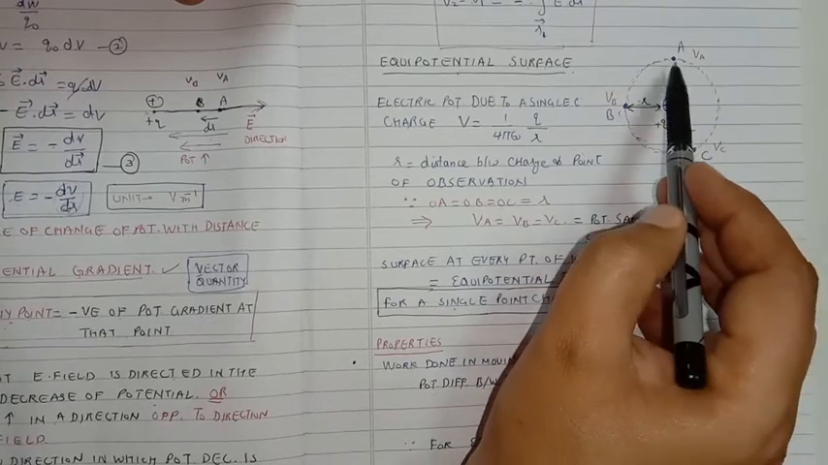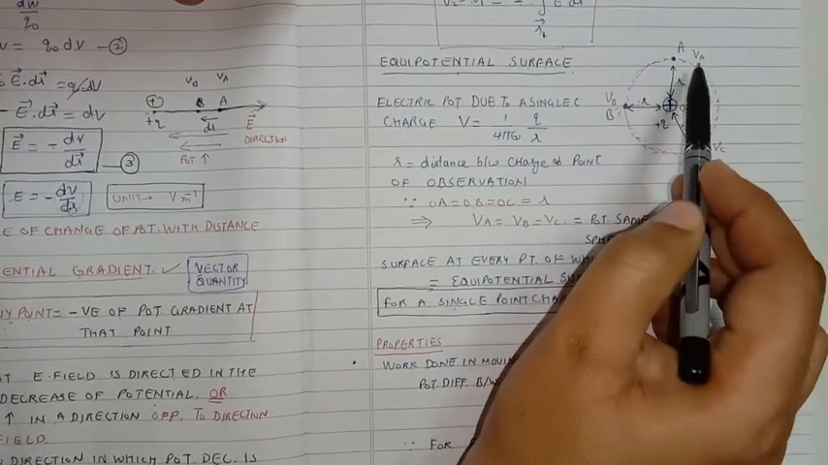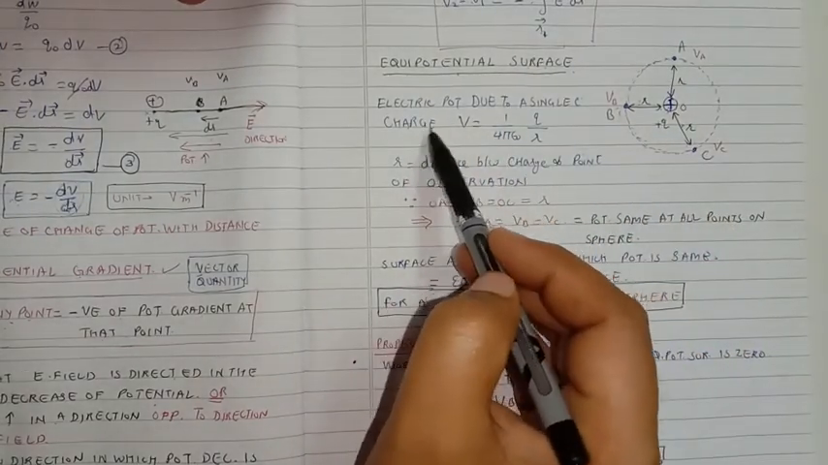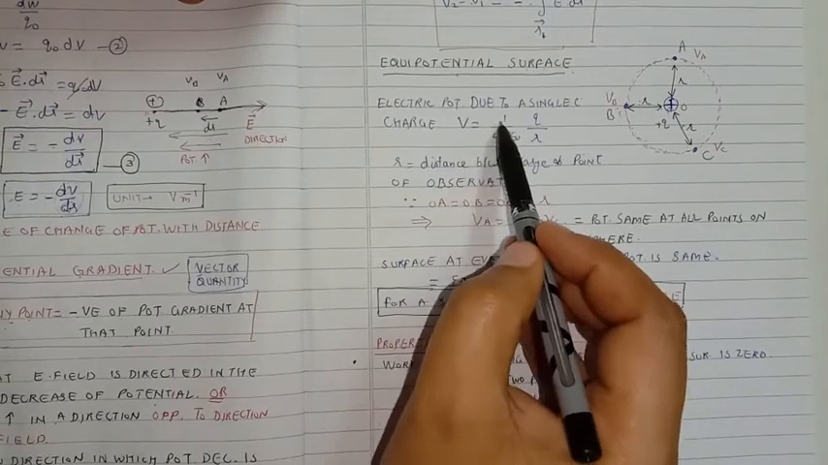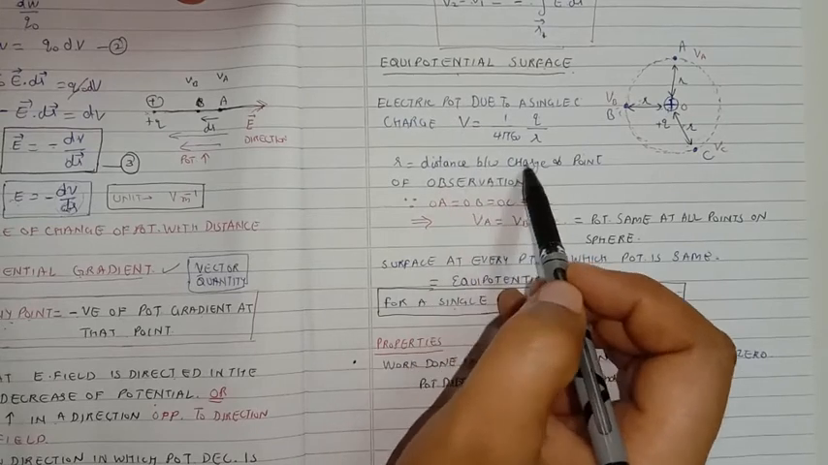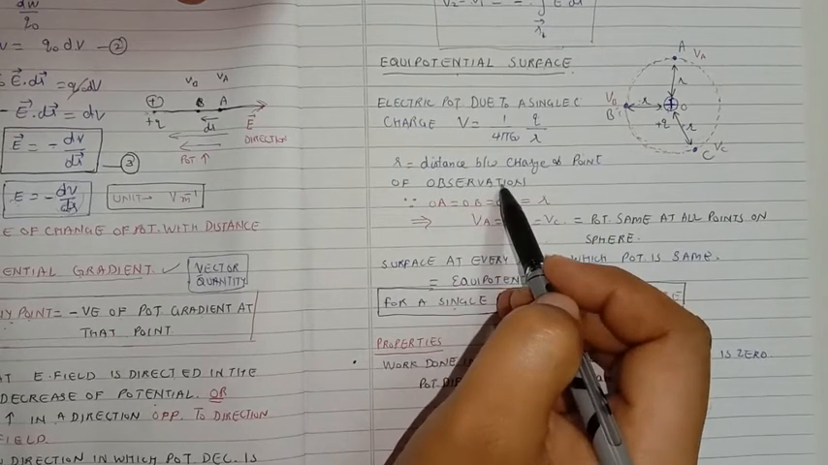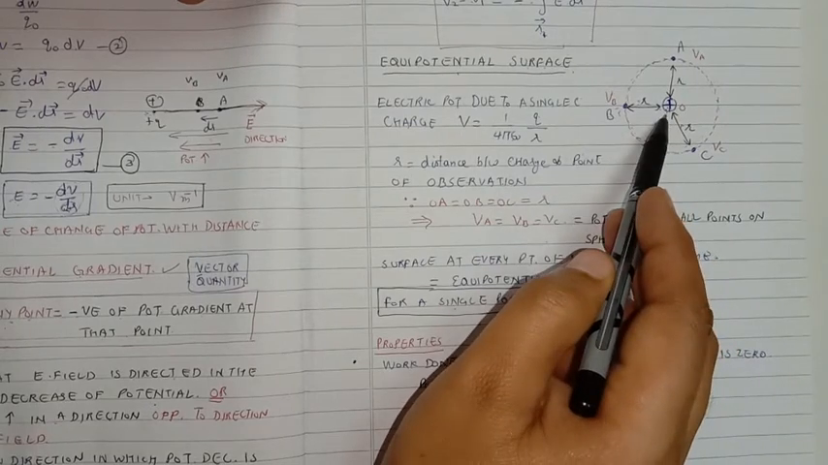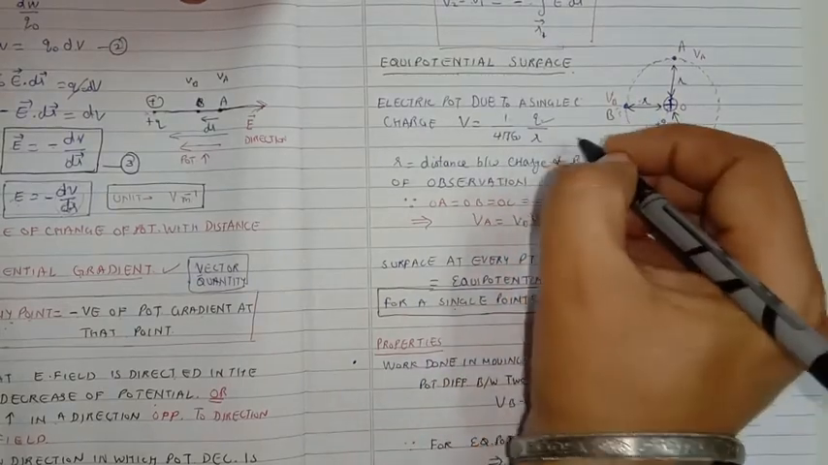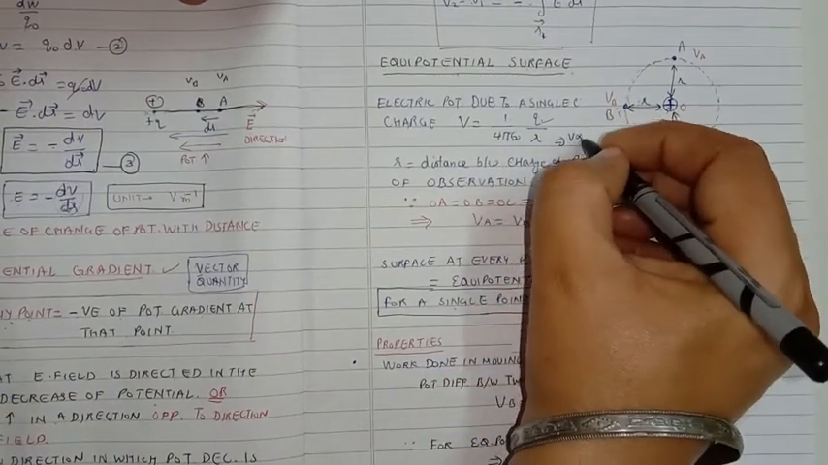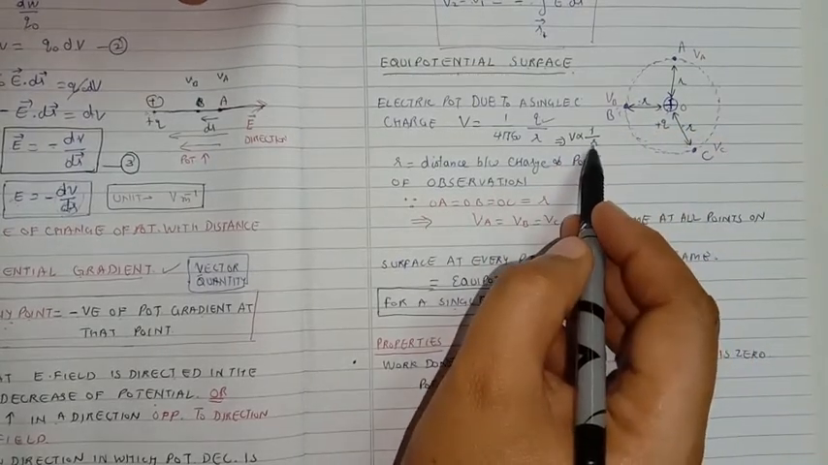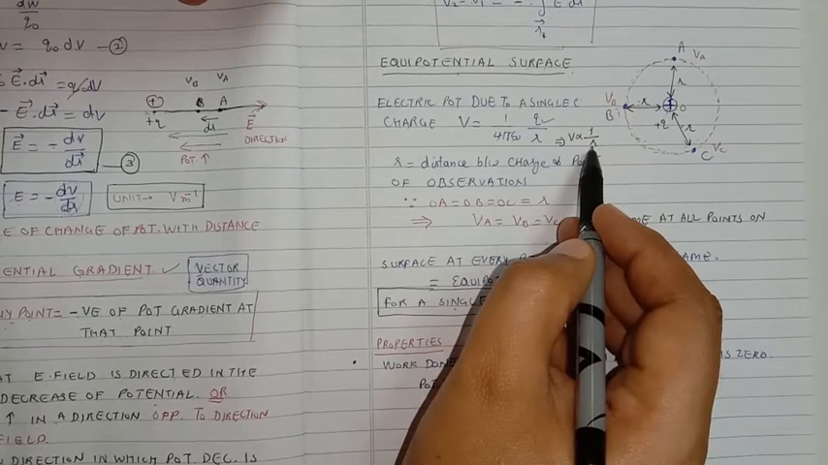We consider three such points A, B and C, where potentials are VA, VB and VC. We know that electric potential due to a single charge is given by V equal to 1 over 4 pi epsilon naught Q by r, where r is the distance between the charge and the point of observation. Because we are considering only one single charge, Q is constant, and 1 over 4 pi epsilon naught is also constant. So from here we get that electric potential at any point due to this charge Q will be inversely proportional to the distance between the charge and the observation point.